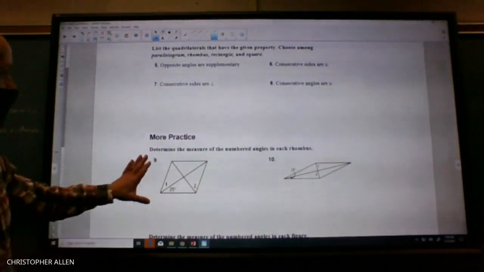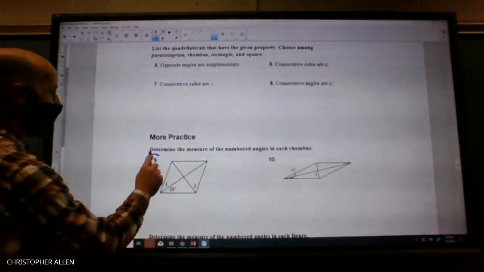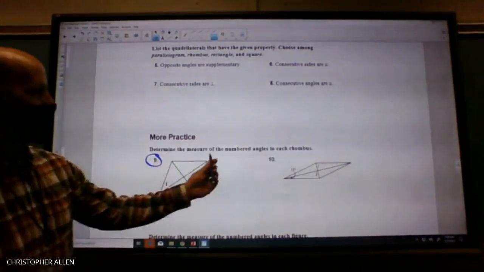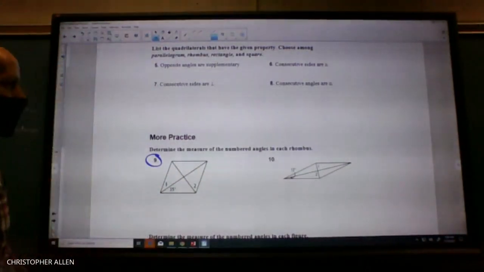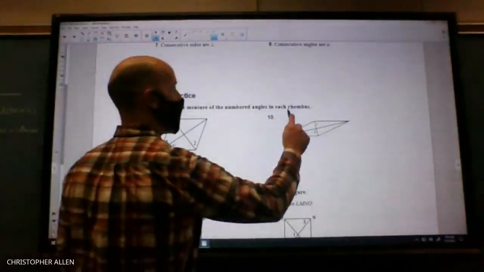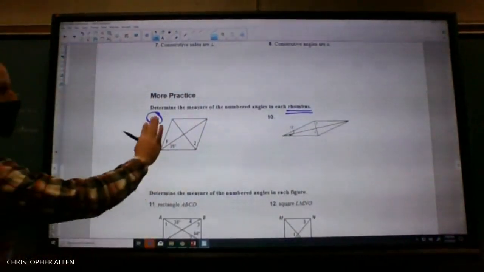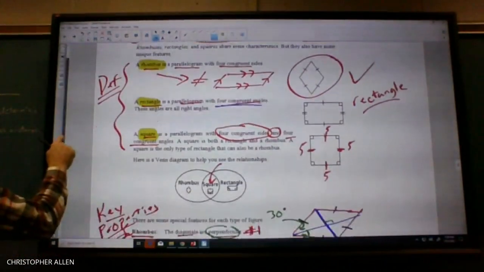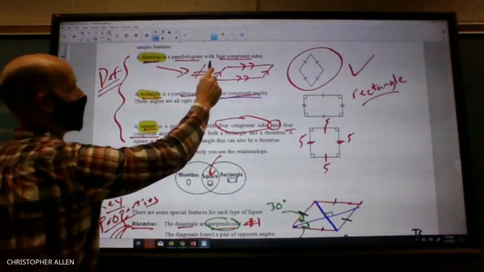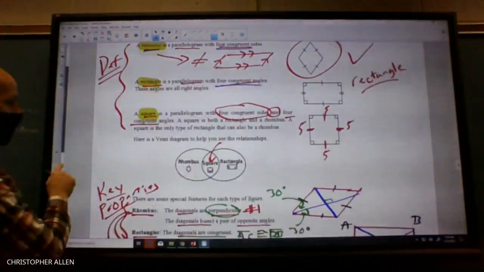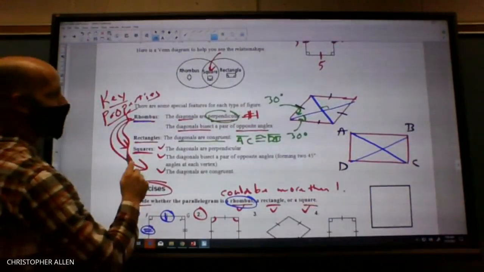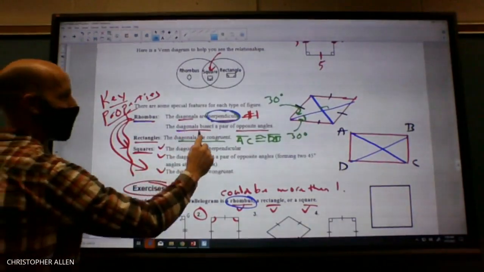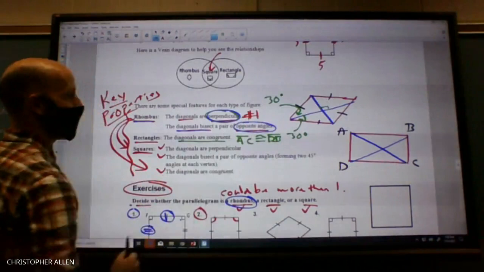All right, let's look at number 9 here. Okay, I'm going to do one more of these and then I'm going to let you guys do some work on your own. Determine the measure of the numbered angles in each, and it tells you that it's a rhombus. It says find the measure of the numbered angles in each rhombus. Now I'm going to come back here to this first page. Remember, a rhombus is a parallelogram with 4 congruent sides. In addition to that, we know that a rhombus has diagonals that are perpendicular, and it also has diagonals that bisect the opposite angles.